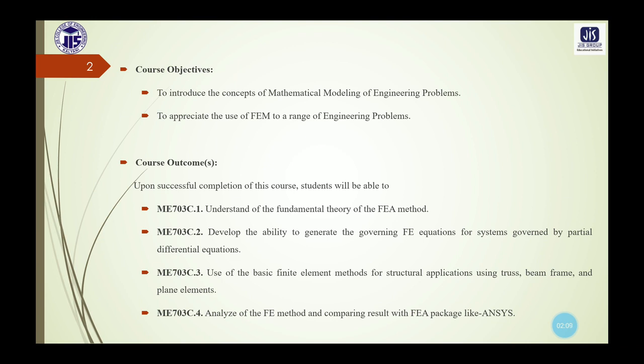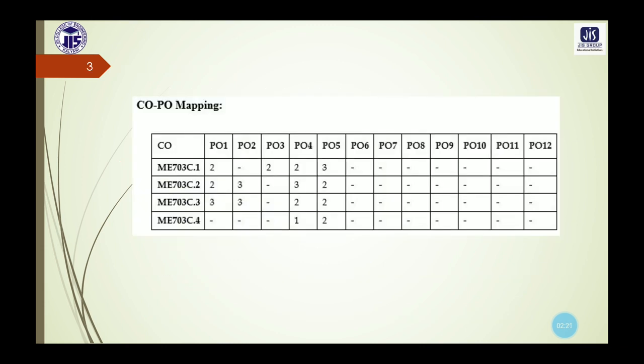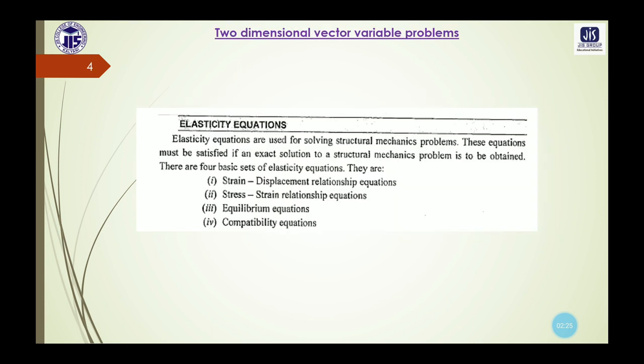So these are the course objectives and course outcomes of this subject, finite element methods, and these are actually familiar to us, so I will skip this slide. And this is also the CO-PO mapping, and I will also skip this slide, and I will start the first lecture of this fourth module from here.